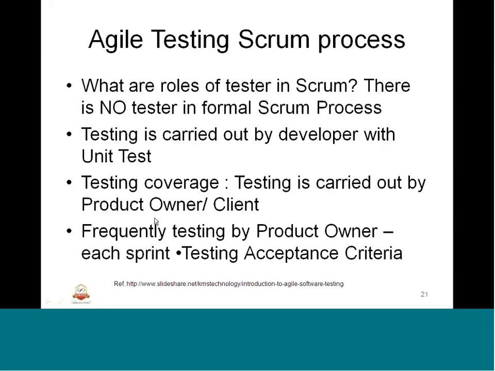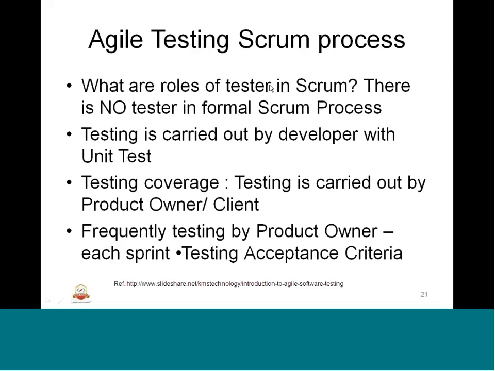What piece of software is working, what is not working, how much of the functionality is being covered, what are the requirements that have been undergone. Likewise, there is frequent testing by the product owner each sprint, that is a backlog of the various decks. Testing acceptance criteria will also be defined. So that is what we do in the agile testing scrum process mechanism.